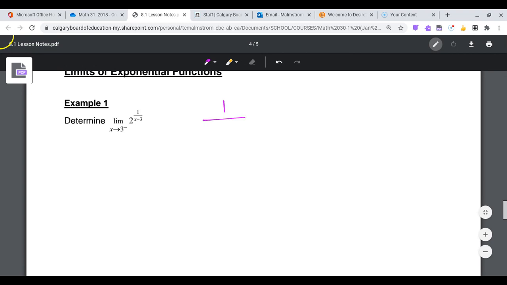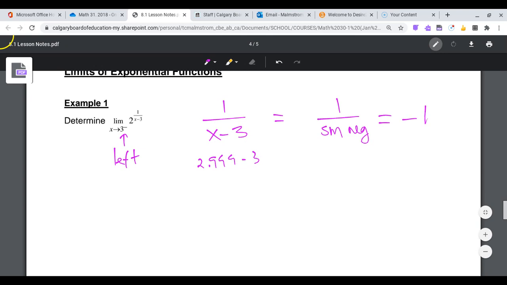So if I look at 1 over x minus 3, and I think about x being a very small number on the left, right? So 2.99999 minus 3 is going to give me a small negative number. So this is going to be 1 over a small negative number. So what happens when you go 1 over a very small number? You get a very large number. But because we're negative, this is going to be a negative big number. Okay, so that's just looking at the exponent.